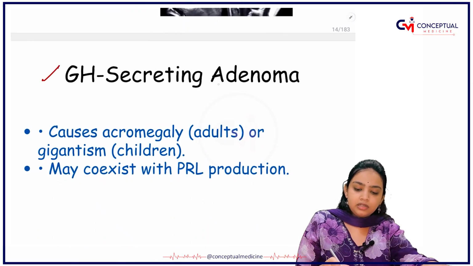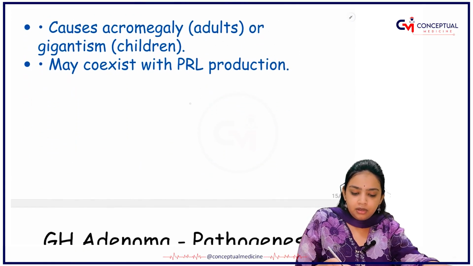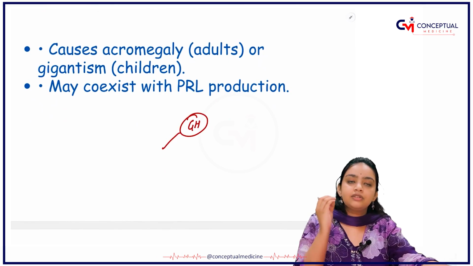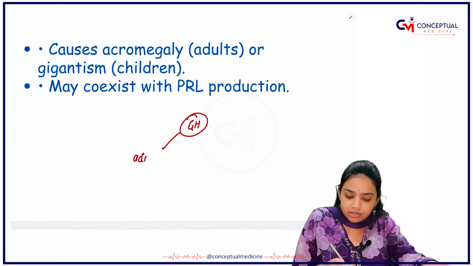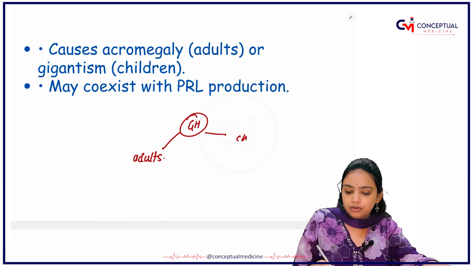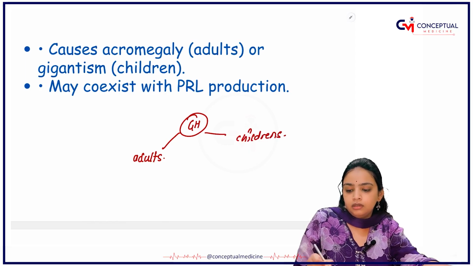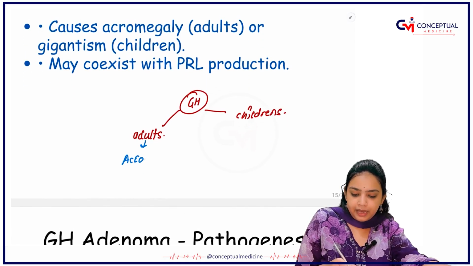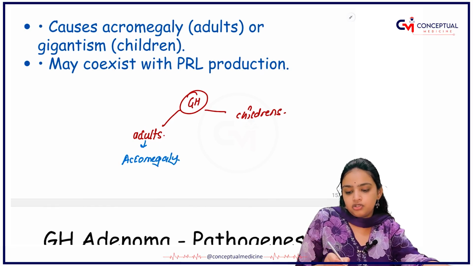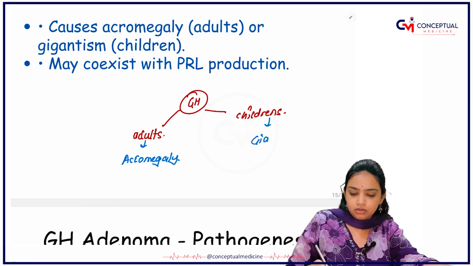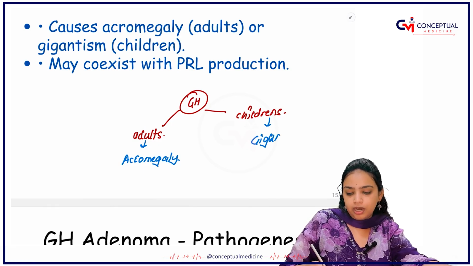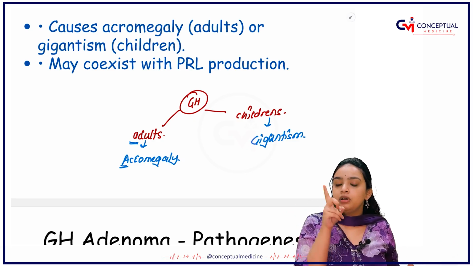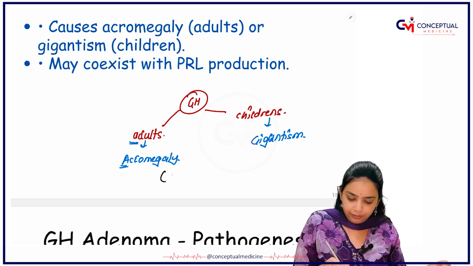Next you have the GH secreting adenoma. The causes are, this thing you need to keep in mind. If there is a GH secreting tumor, then in adults and in children, they are both different. In adults, you will have something called acromegaly, and in children, you will call it gigantism. So remember A for A. You remember the example of Great Khali.